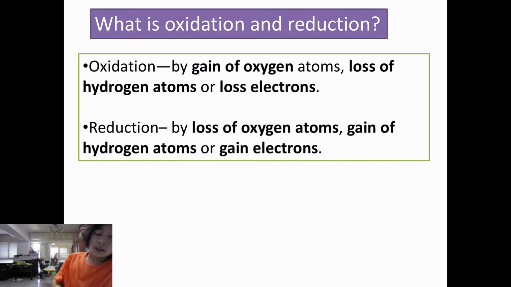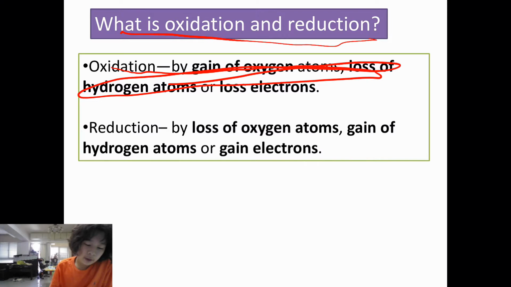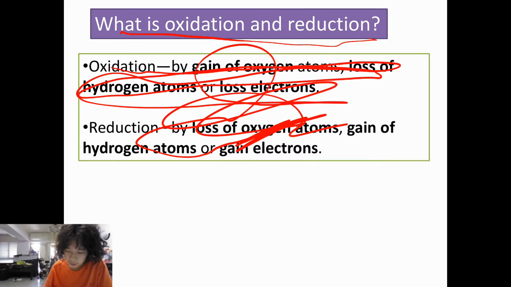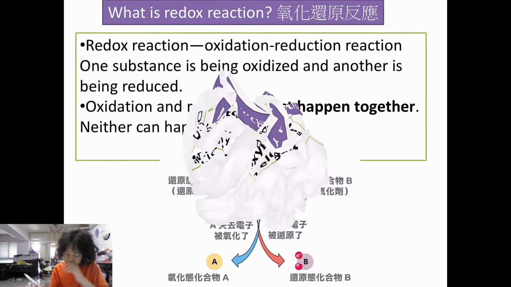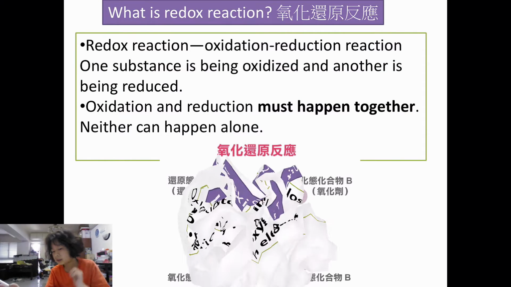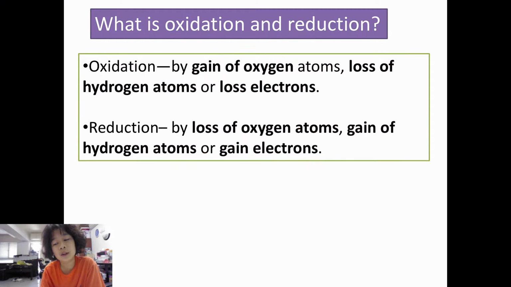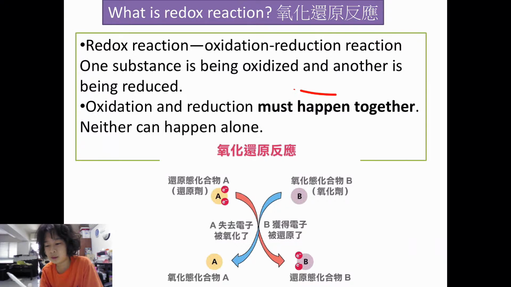So what is oxidation and reduction? Oxidation is gaining of oxygen atoms, or loss of hydrogen atoms, or loss of electrons. Reduction is loss of oxygen, or gain of hydrogen atoms, or gain of electrons. And it's easy to remember: all you have to say is "O2, and it's gone."